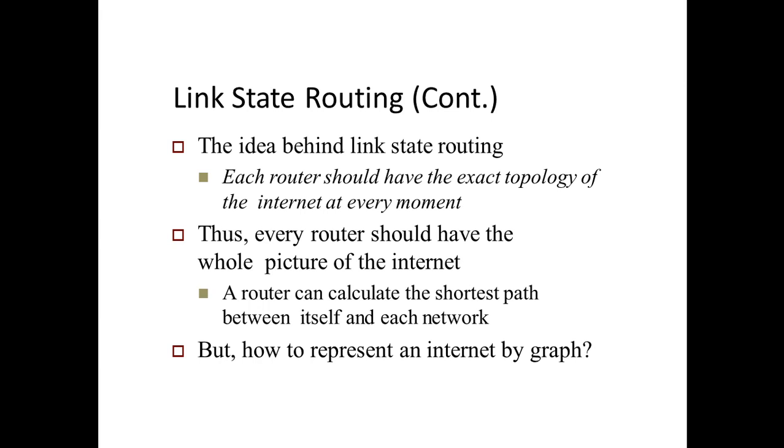The idea behind link state routing is that each router should have the exact same topology of the internet at every moment. Different routers cannot have different topologies. They should have the same topology and know all the details that are shared. Each router should have an updated version of the whole scenario, the whole topology. And you know what topology is? You discussed topology in the very first class.